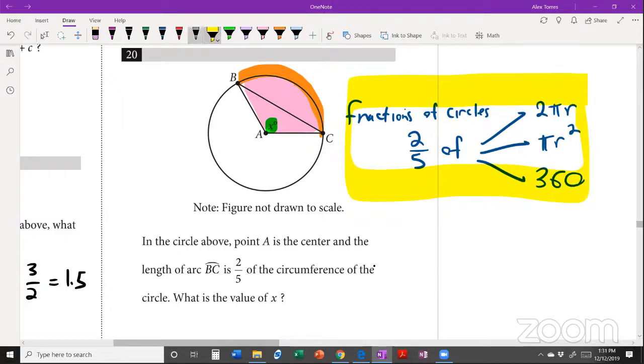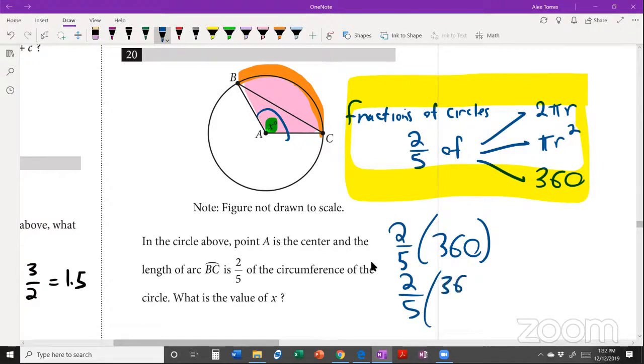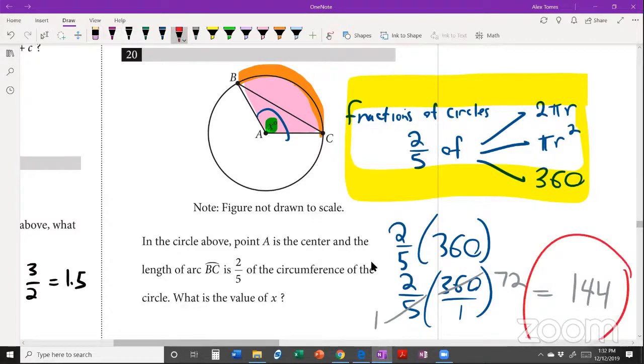So what's the value of x? X is the central angle. So it's the 2/5 of 360, which by the way is the same as 2/5 times 360 over 1. And a shortcut way of doing this would be to divide these two by 5. And so 5 divided by 5 is 1, 360 divided by 5 is 72. And now you have 2 times 72, and the answer to the question is 144.